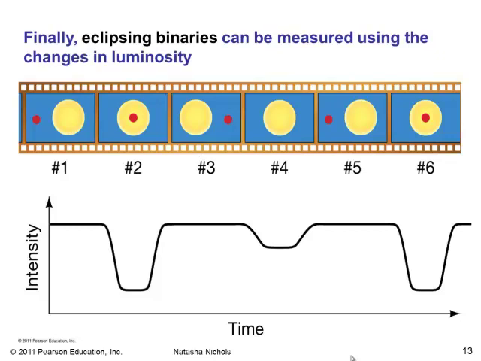And then in frame 4, the cooler companion is now in the part of its orbit that is behind the bigger star, so it's being eclipsed by the bigger star, and now we're receiving all the light from the bigger star but no light from the smaller star, so the intensity drops, but it doesn't drop as much as when the cooler, smaller star is in front, which is why in the intensity versus time graph we have a smaller drop.